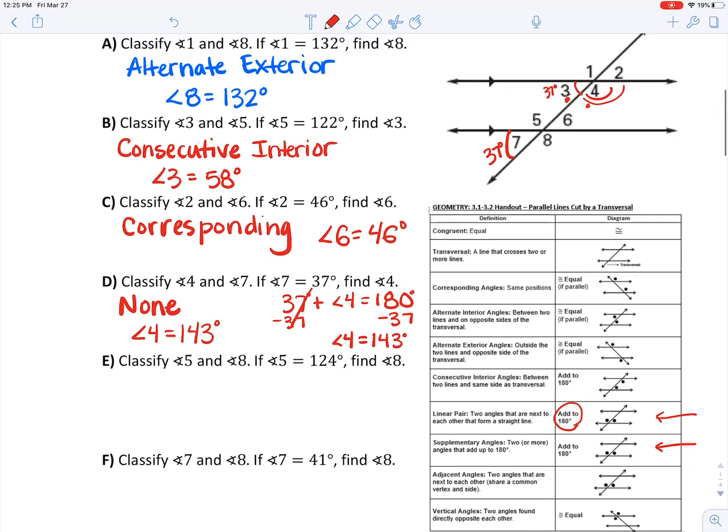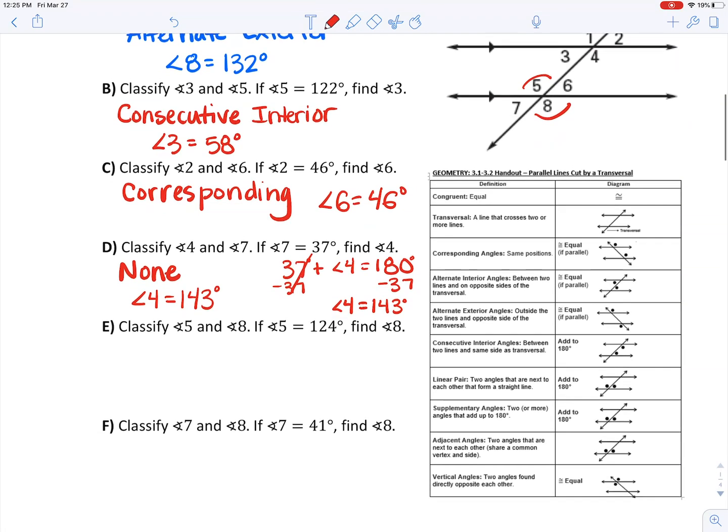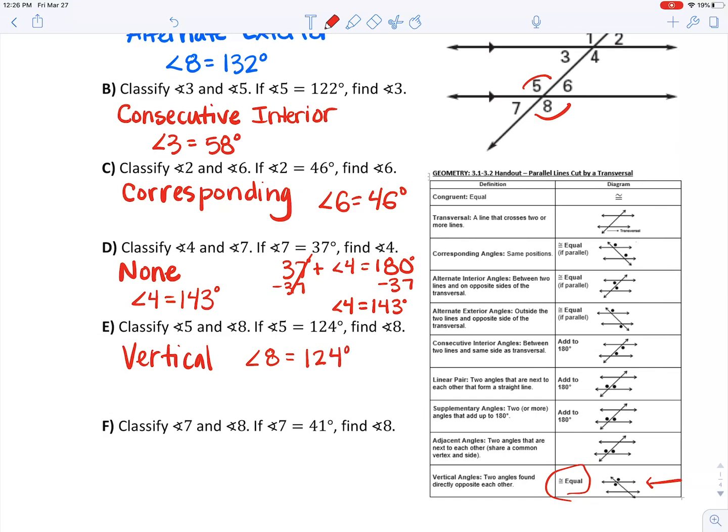All right, taking a look at letter E. We are now classifying angles 5 and 8. Angle 5 and 8. Looking at my handout, it looks like angle 5 and 8 are vertical angles. And what I know about vertical angles is that they are equal. So if angle 5 is 124 degrees, that means that angle 8 is 124 degrees.